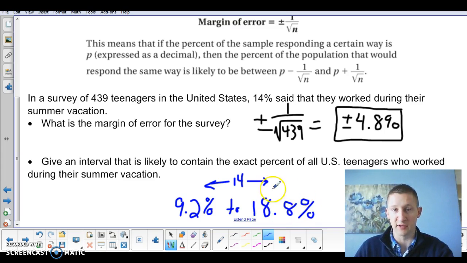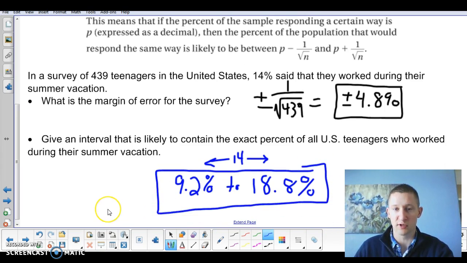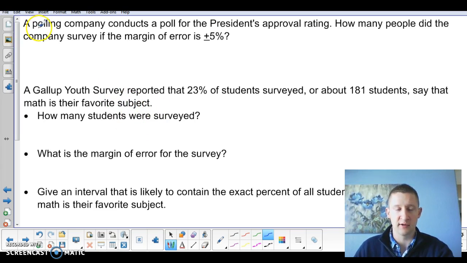Again, you may think that those aren't real numbers, that we're just picking a number and going with it. It's not. It's an actual poll that I did. Anyways, there would be my interval. I use my margin of error to find an interval in which the actual number would most likely be. Now, if we keep rolling with this idea, next problem. A polling company conducts a poll for the president's approval rating.